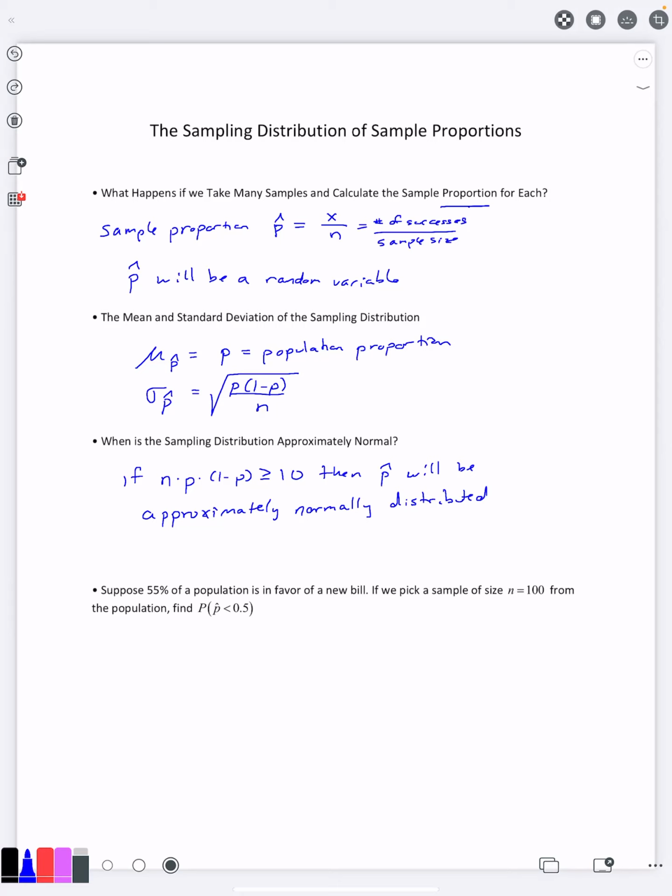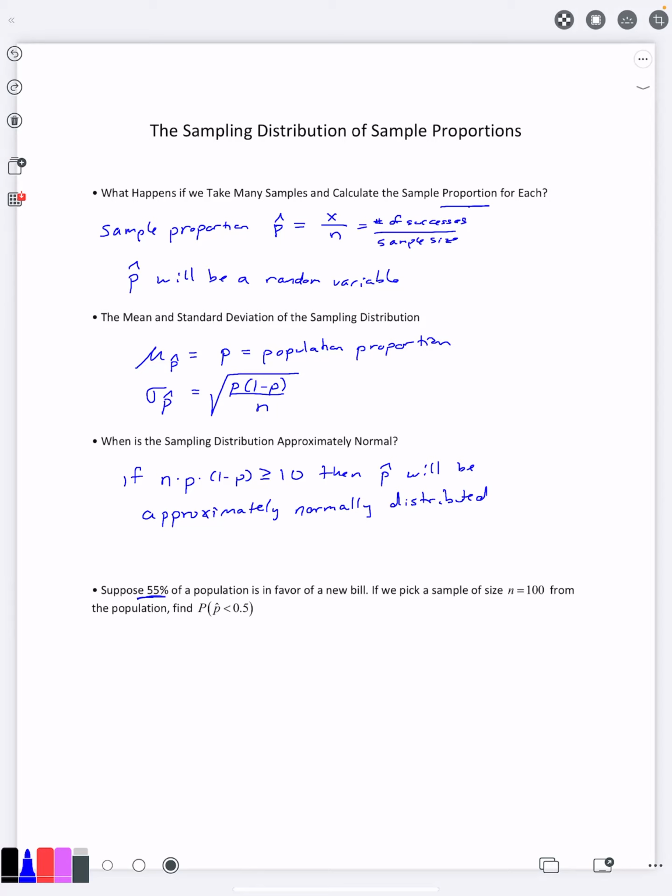And so let's do a quick example of how to take all this knowledge and calculate a probability here. We know that the population has 55% that are in favor of some new law that they're trying to pass, this new bill. And we're going to randomly select 100 people from our population. I want to find out what's the chance that in the 100 people I randomly sample, less than half of them are going to want to vote for this new bill.